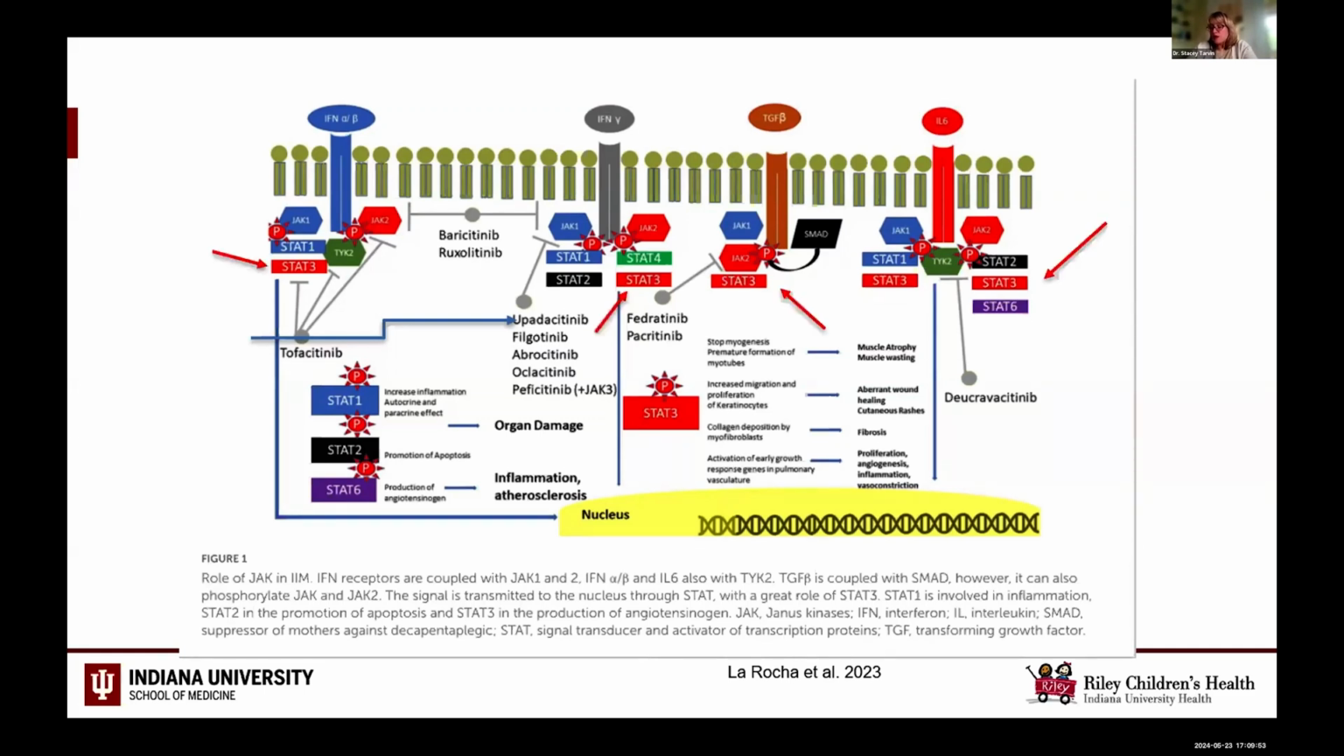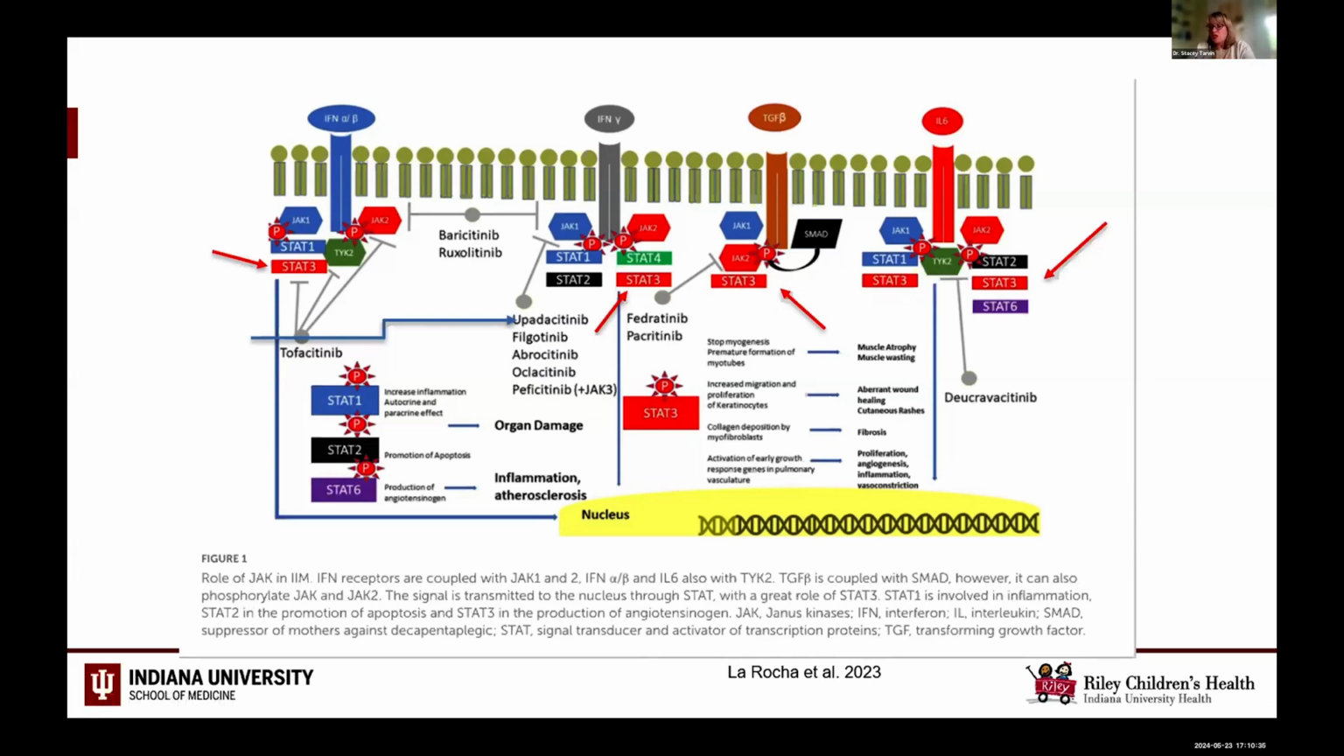STAT3 is activated by all of the cytokines displayed here and plays a pivotal role in multiple organ systems, including those most targeted in IIM. You can see in this figure that STAT3 in particular is associated with stopping myogenesis, premature formation of myotubes, potentially affecting muscle atrophy and muscle wasting, increased migration and proliferation of keratinocytes, leading to aberrant wound healing as well as cutaneous rashes, collagen deposition by myofibroblasts, including causes of fibrosis, as well as activation of early growth response genes in the pulmonary vasculature.